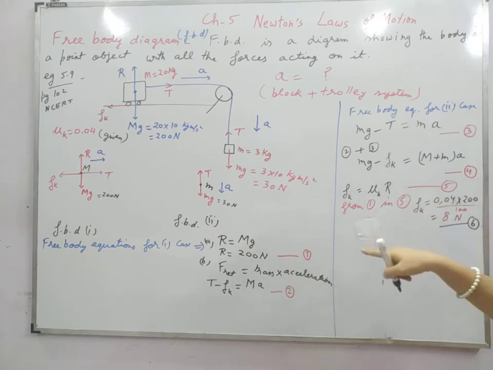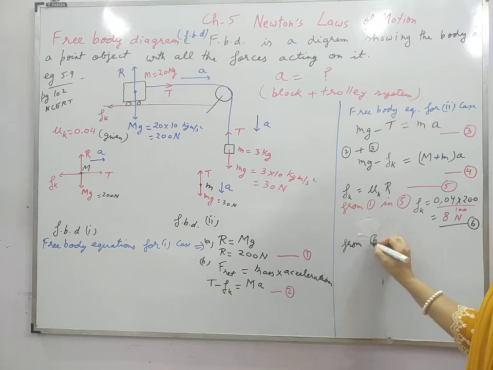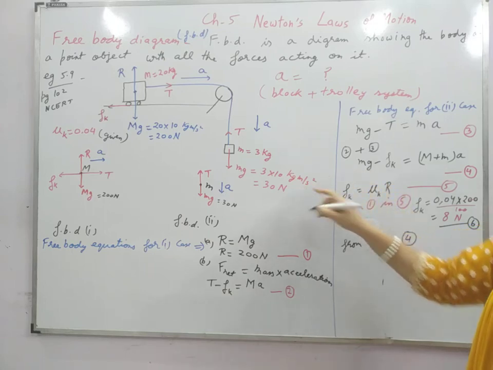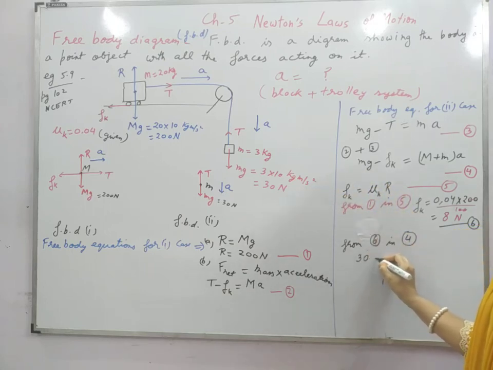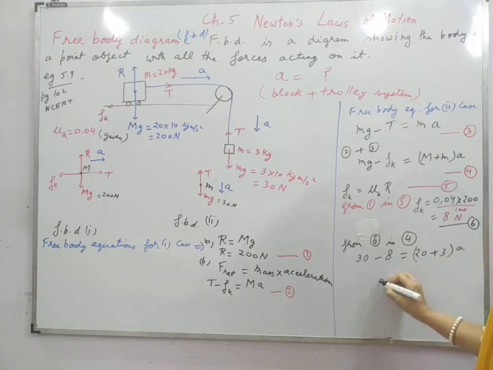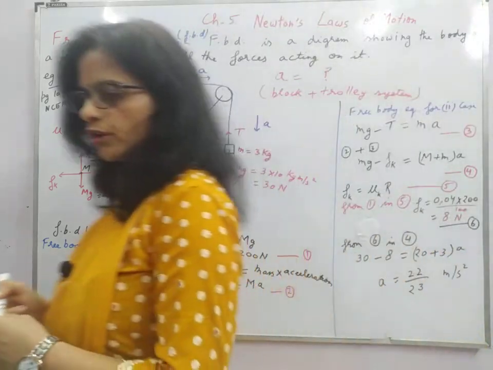So from 6 in 4, small mg value, I know that this is 30, minus Fk which is 8, is equal to capital M which is 20 plus small m which is 3, into acceleration. So let's solve this. This is 22 upon 23 meter per second square, and this is what was asked in the question.